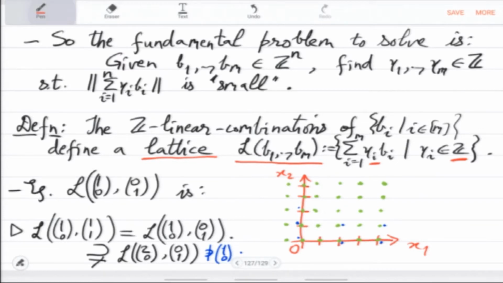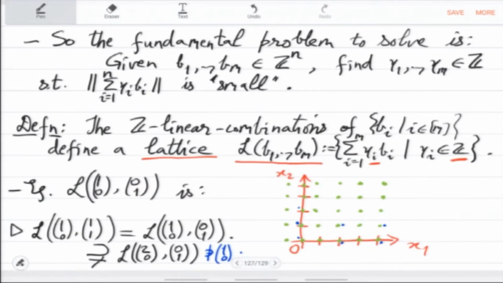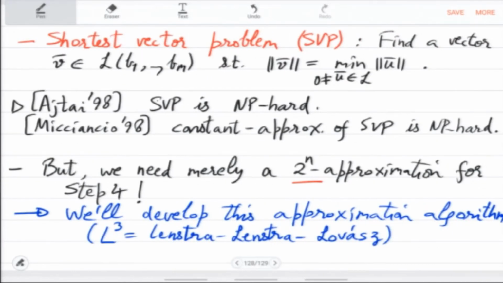Why integers? Well, because in the problem of factoring polynomials, the alpha i and beta i that you used were integers. Moreover, x to the i g_k and p raised to 2 raised to k are polynomials, which will be seen as vectors with integral coordinates. So everything here is happening over integers, and there you want a short vector. That is the SVP problem.